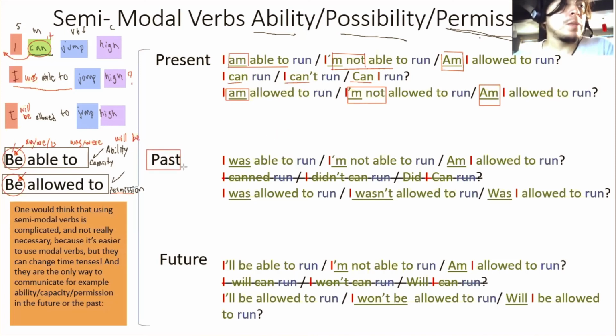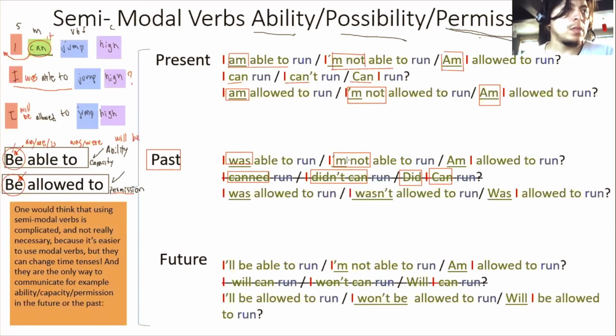If you want to speak in the past, you never say I can't. You never say I didn't can. You never say I did I can. It is impossible to use can with did. You cannot use an auxiliary and a modal verb at the same time. So what do you do? You use a semi-modal verb, because the semi-modal verb be able to or be allowed to can be conjugated in the present, I am able to, or in the past, I was able to.